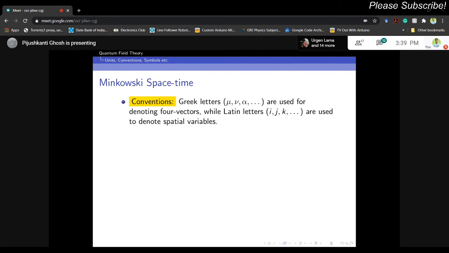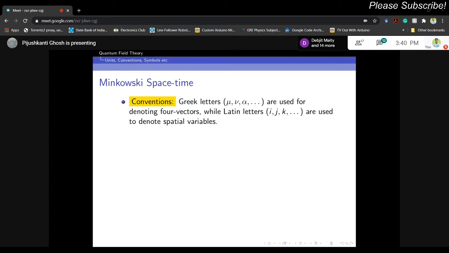Minkowski space-time means 3 space and 1 time variables, total 4 space-time variables. And if we write something with the index mu, that we should understand that I am denoting 4 vectors. On the other hand, Latin letters like I, J, K, L, M, N, O, P, that will be used only to denote spatial variables.